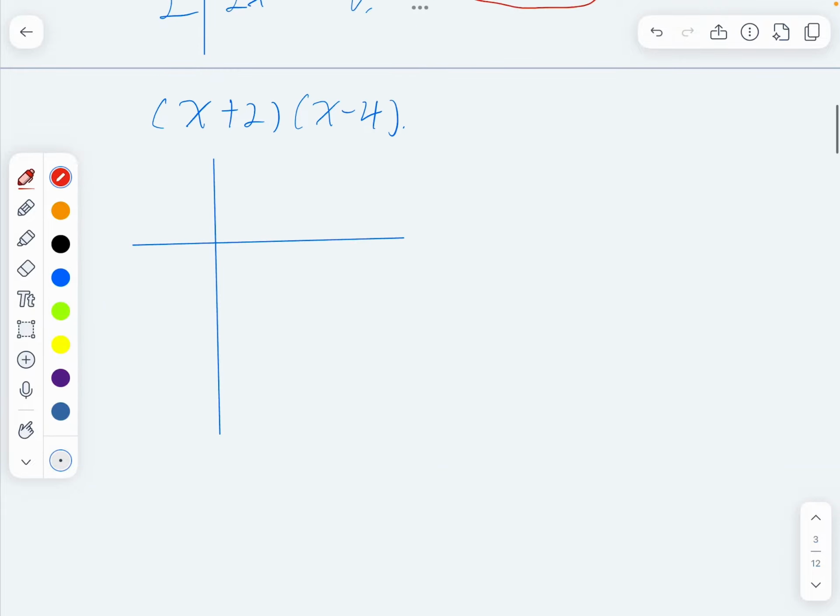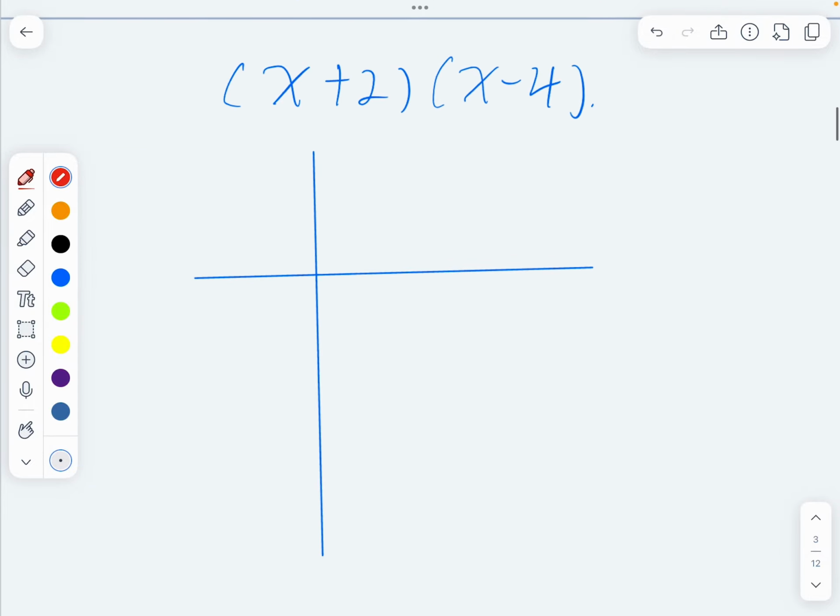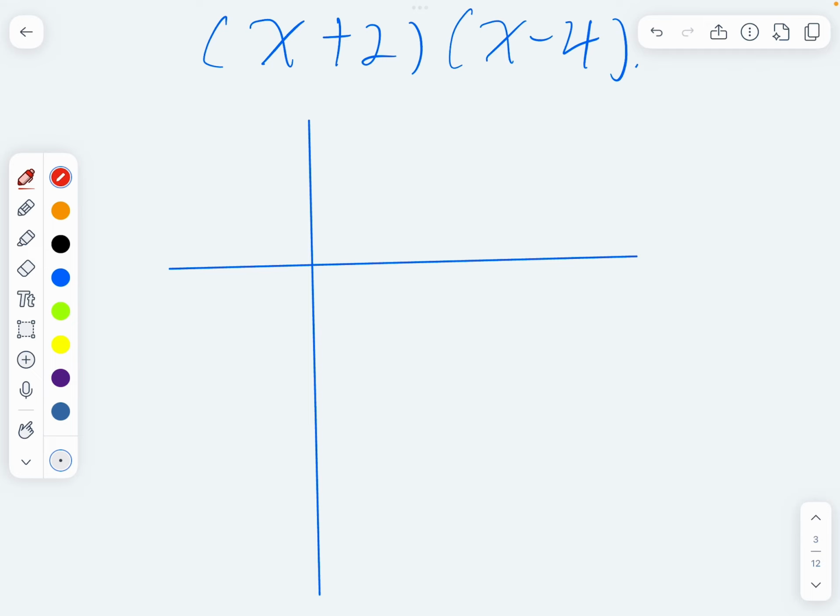Let's do another question. But first, let's review the steps. Step 1 is to draw the table and write each term. On the left are x and 2, and on the top are x and minus 4. Now step 2 is to calculate the four products. The first one is x times x, which is x squared. For this one it is negative 4x.